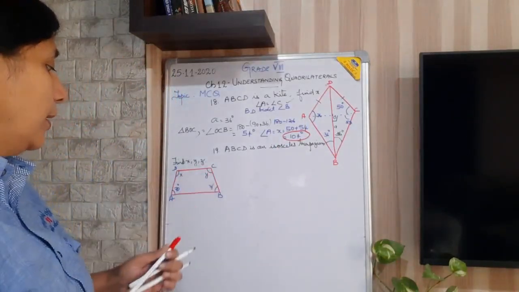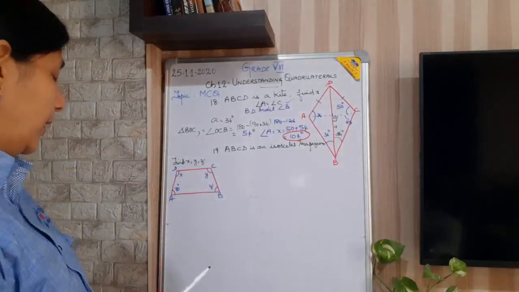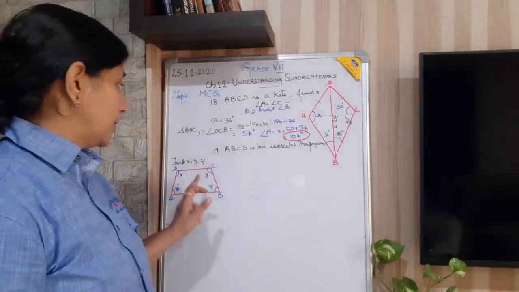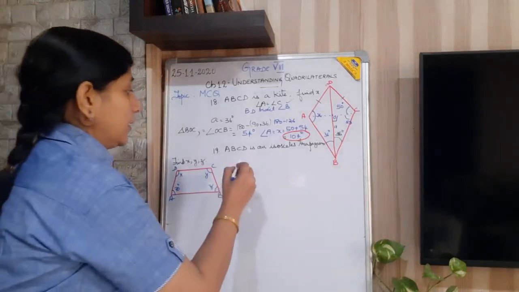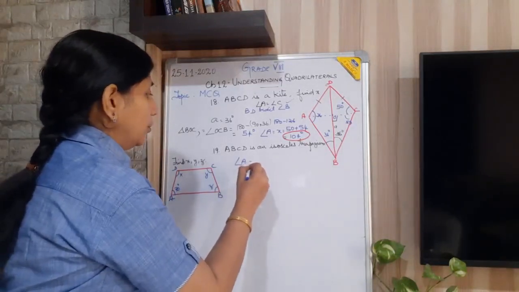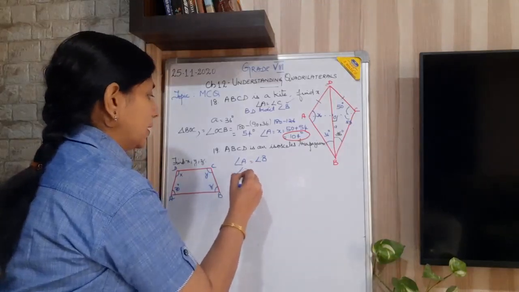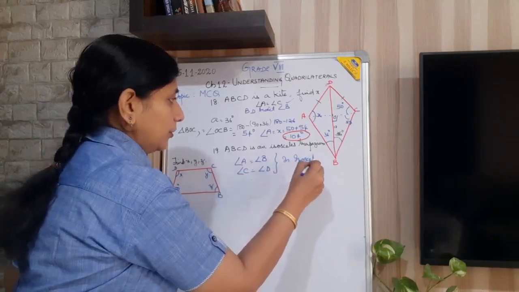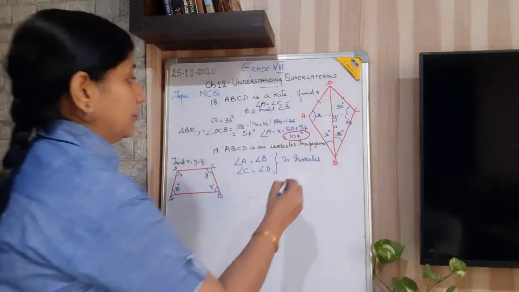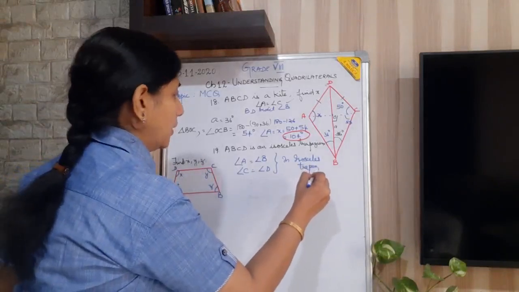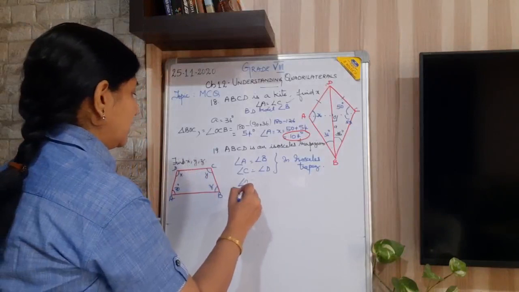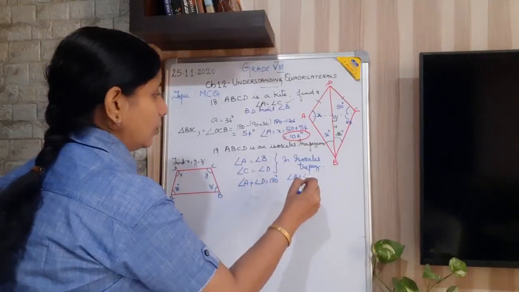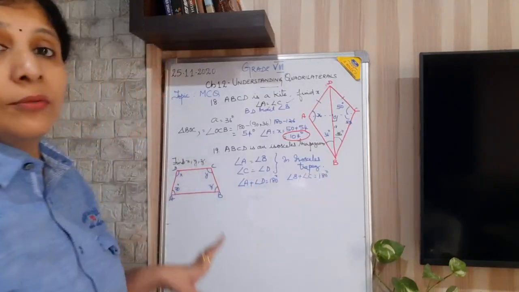So next, ABCD is an isosceles trapezium. You have to find x, y and z. So how will you find x, y and z? What are the specialities of an isosceles trapezium? In an isosceles trapezium, angle A equals angle B and angle C equals angle D. Then adjacent angles sum to 180 degrees. So angle A plus D equals 180 degrees and angle B plus C equals 180 degrees. These are the properties of a trapezium.